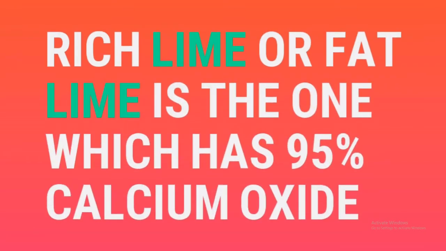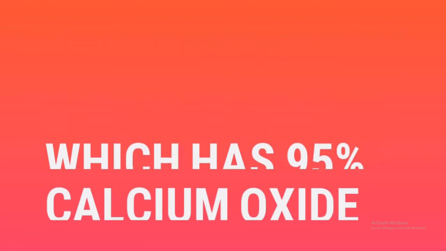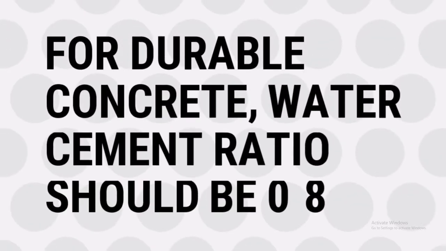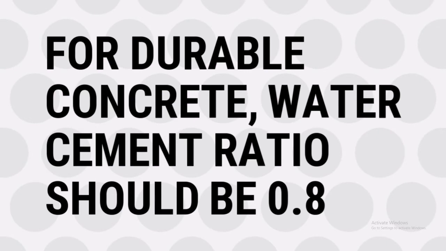Rich lime or fat lime is the one which has almost 95% calcium oxide. For durable concrete, the desired water cement ratio is 0.8.